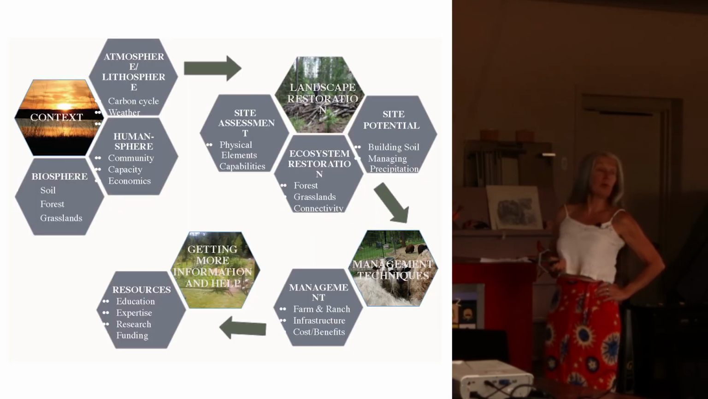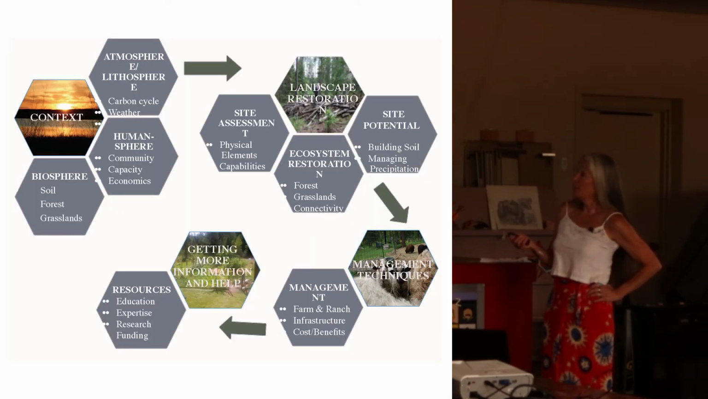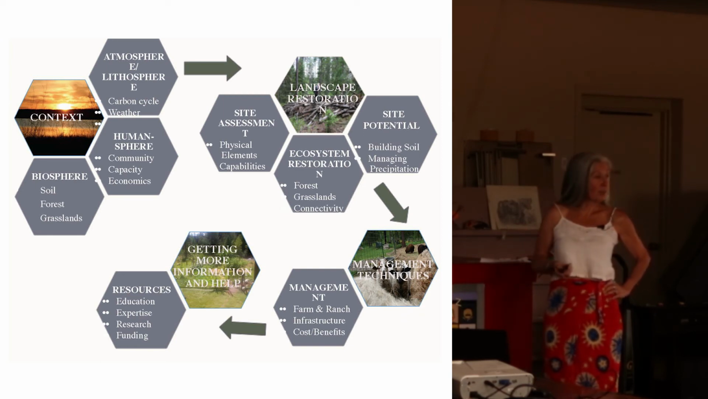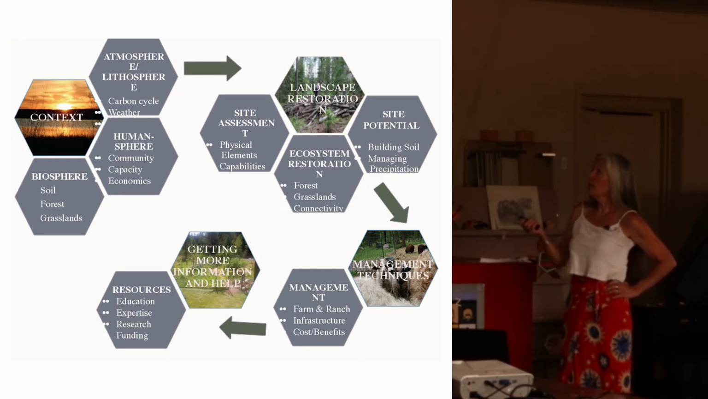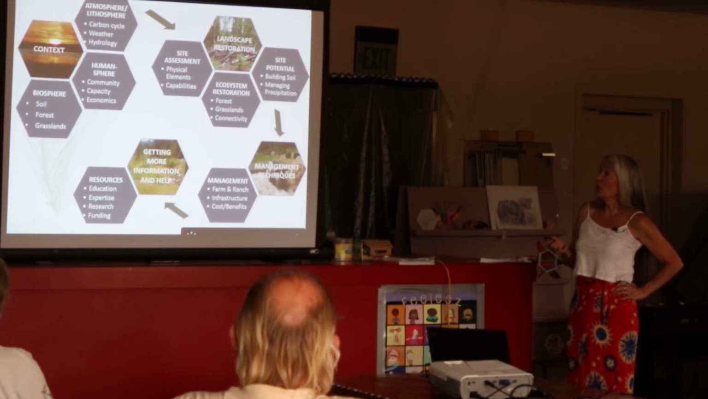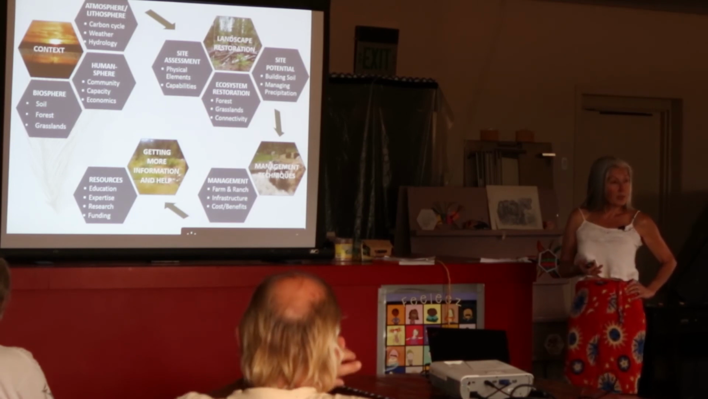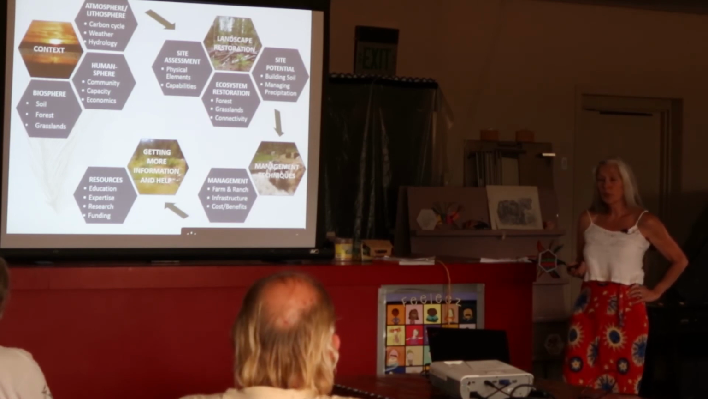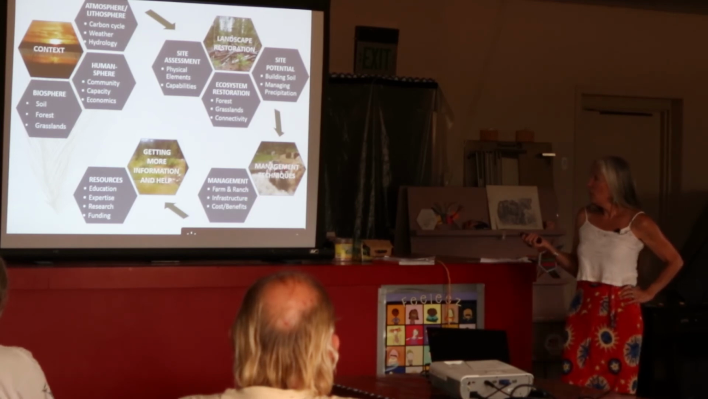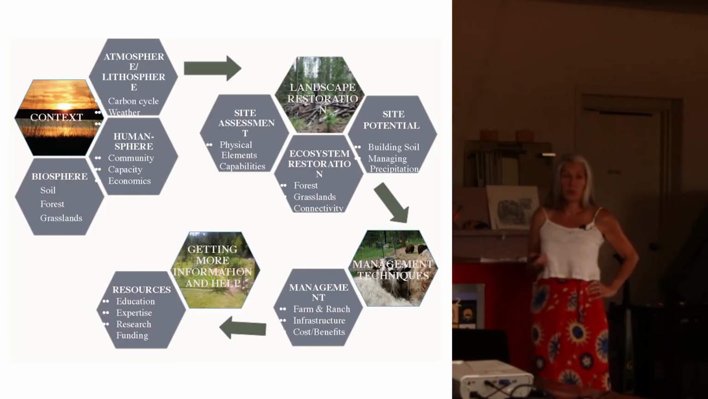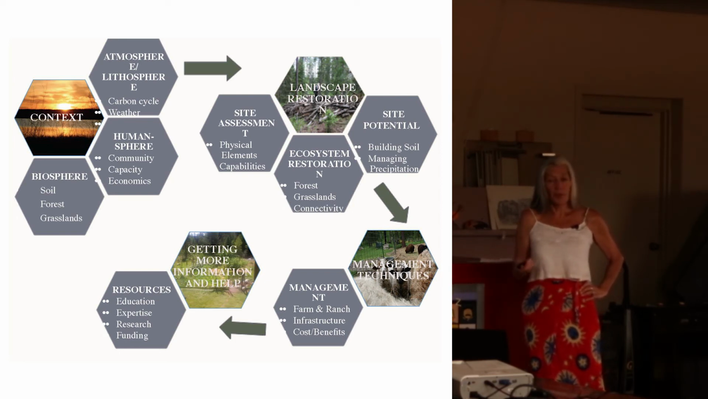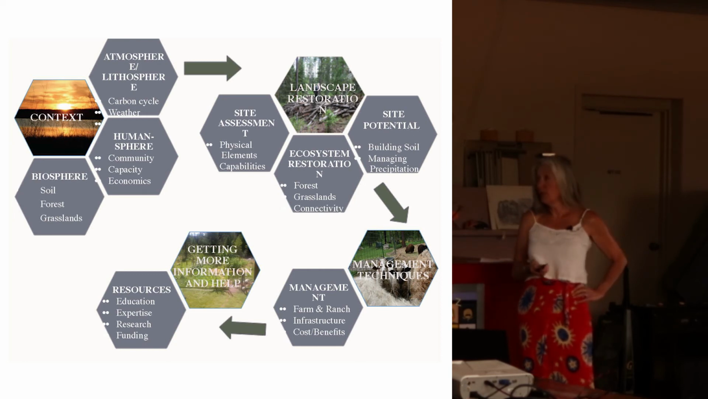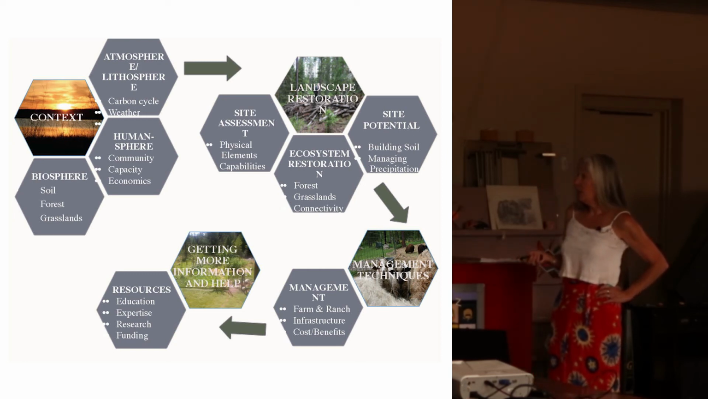So this is all what we talked about today. We talked about the atmosphere, lithosphere, human sphere, biosphere, how all these are impacted by climate change. But there are things we can do to start to restore the land, and that includes doing a thorough site assessment, ecosystem restoration techniques, and building your soil. And then the management techniques that we might want to use, which could be crop rotation, agroforestry, or how you manage or move your livestock around.